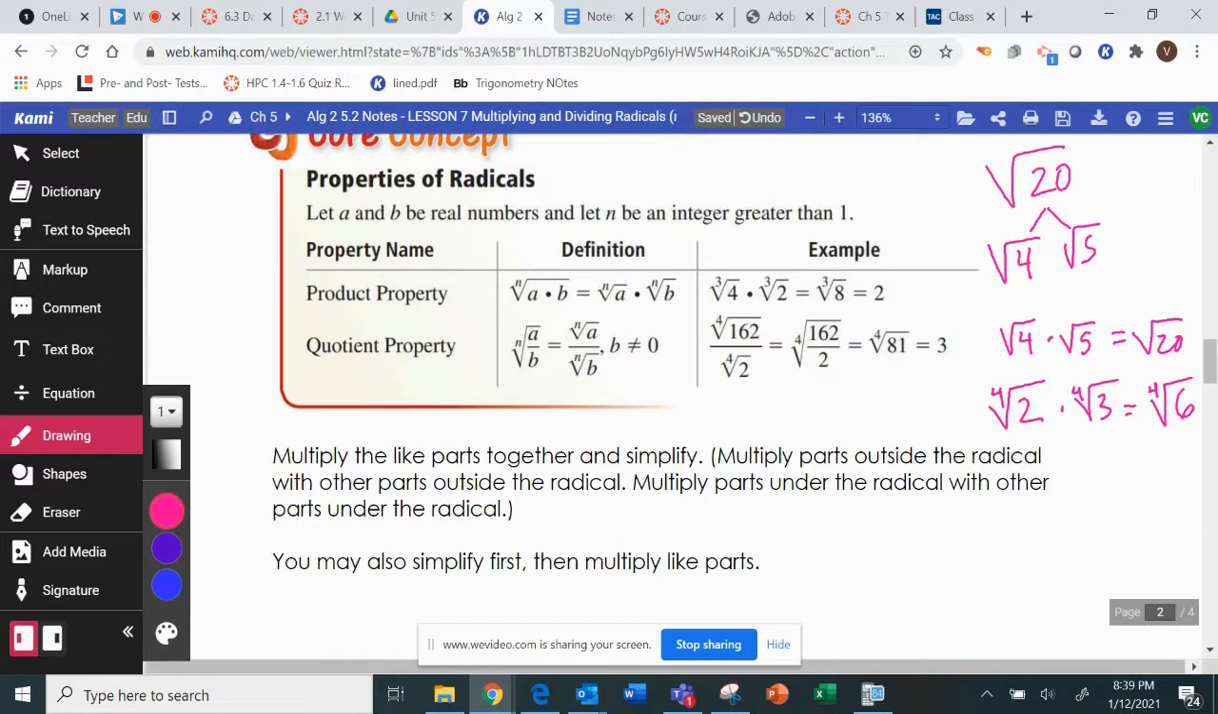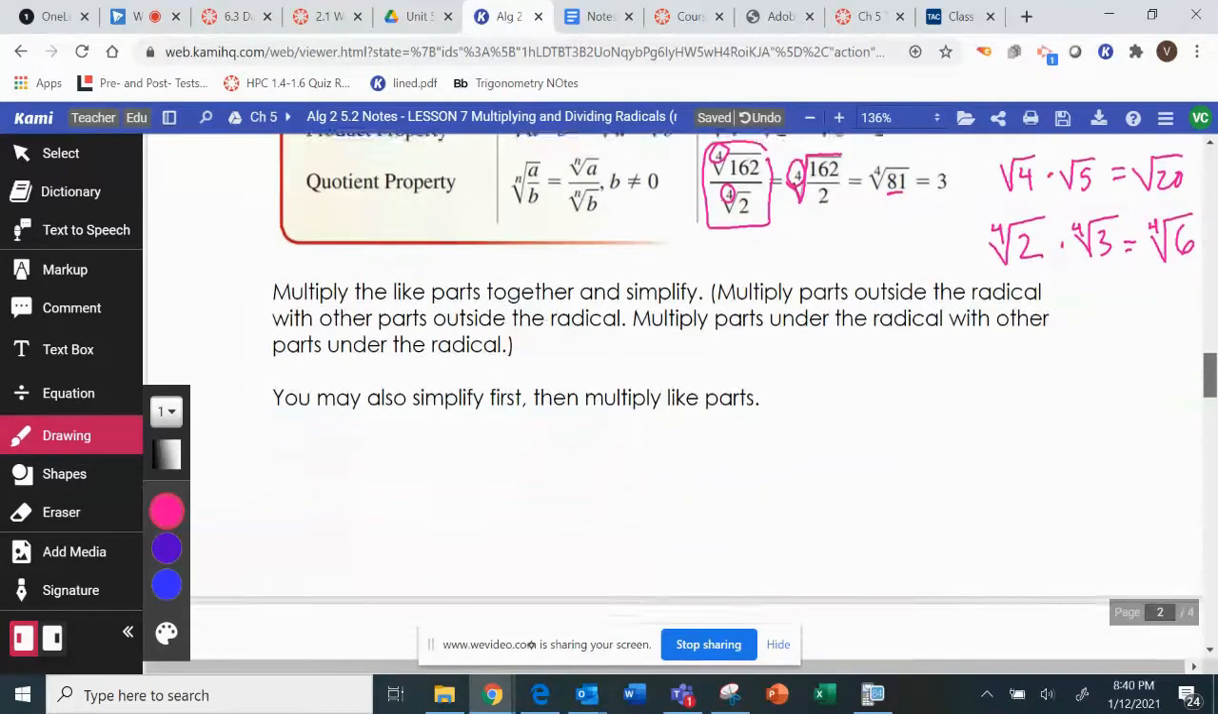The quotient property is just like the product property, only it involves division instead. So here we have the quotient underneath one radical, and you can separate that into separate roots on top and bottom of the fraction, but it goes both ways. If they are already separated, we can combine them as long as they have the same index number, that 4 right there. As long as they have the same index number, we can combine them under the same radical, which allows us to divide 162 by 2, giving us 81. And then the fourth root of 81 is 3. So this is one way that we could simplify our radicals.